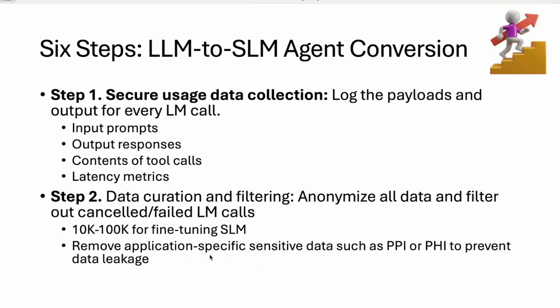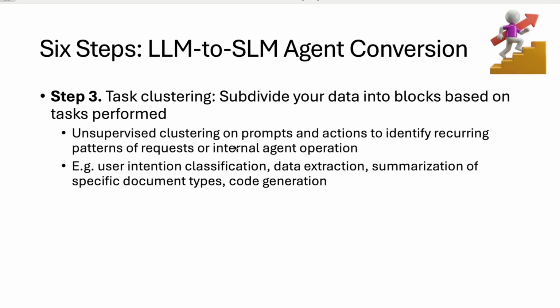And also, you may want to remove some sensitive data, like personal identification data or personal health records, to prevent data leakage. And then you may want to do some task clustering. Based on how many tasks are required for your agentic AI system, you can subdivide your data into blocks based on the task performed, right? So you can see, oh, some task is just user intention classification. You don't need an LLM for that. It's very easy to classify if that's the first step.